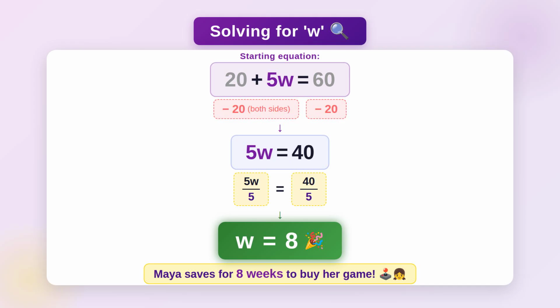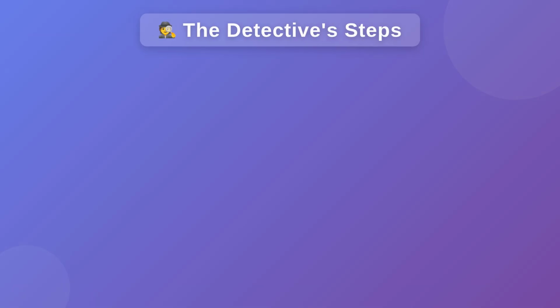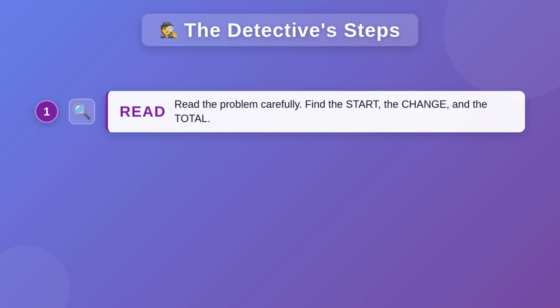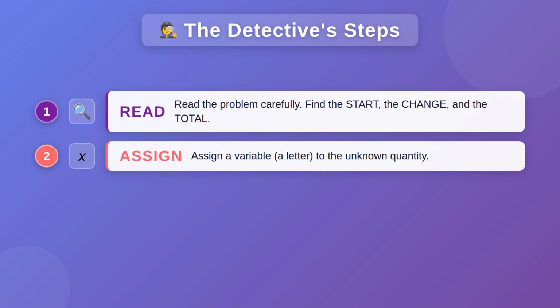This means 5 times some number is 40. To find W, we do the opposite of multiplying by 5, which is dividing by 5. 40 divided by 5 is 8. So W equals 8. It will take Maya 8 weeks to save for her game. You see, Maya went from confused to confident. She used the math detective steps.